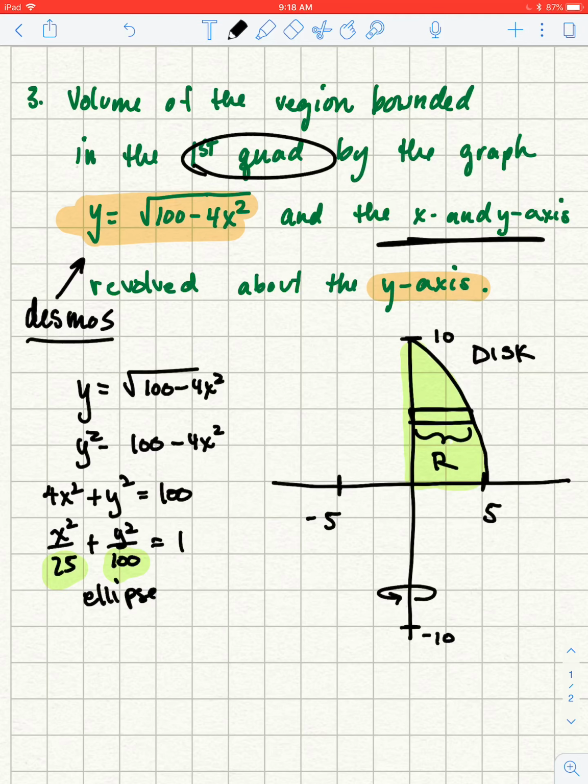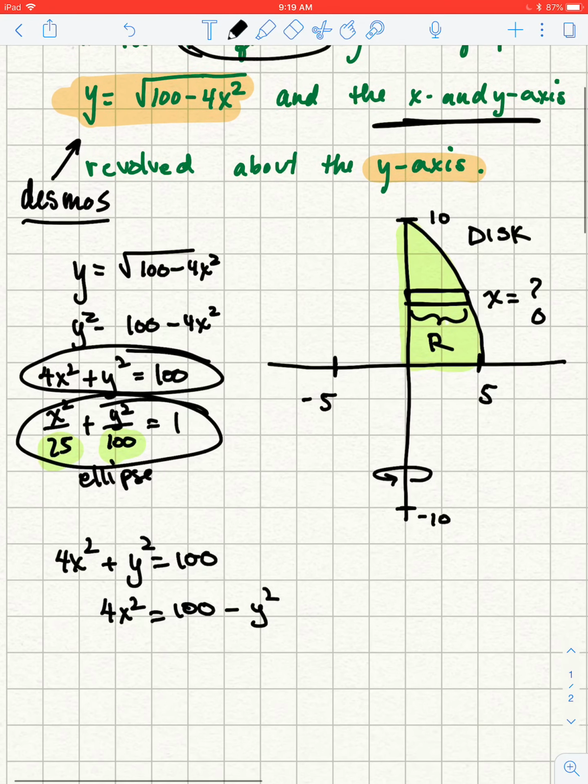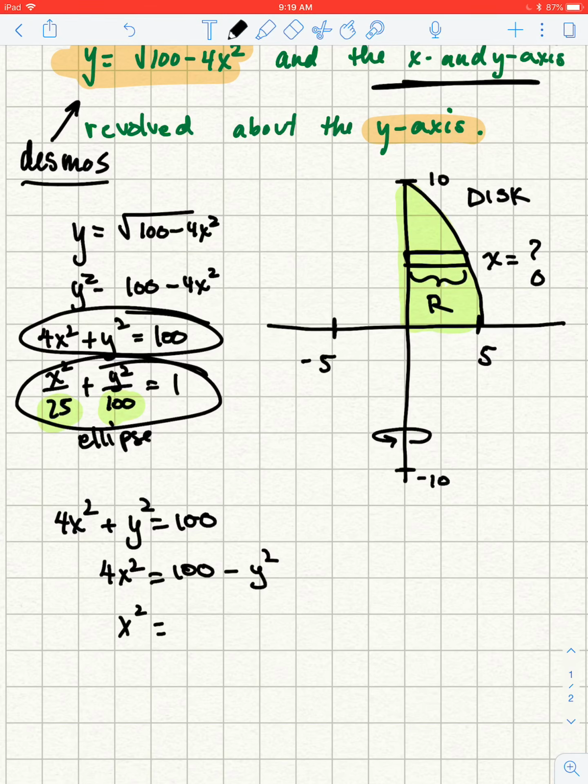So we need to find our radius. So the radius is, we have to solve this curve in terms of y. So we want to get it to be x equals, which right here we almost have done. And actually, let's use this one instead, because here we would have 4x squared plus y squared equals 100. And let's just solve for x. So 4x squared equals 100 minus y squared, and then divided by 4. So this is what I would have done.